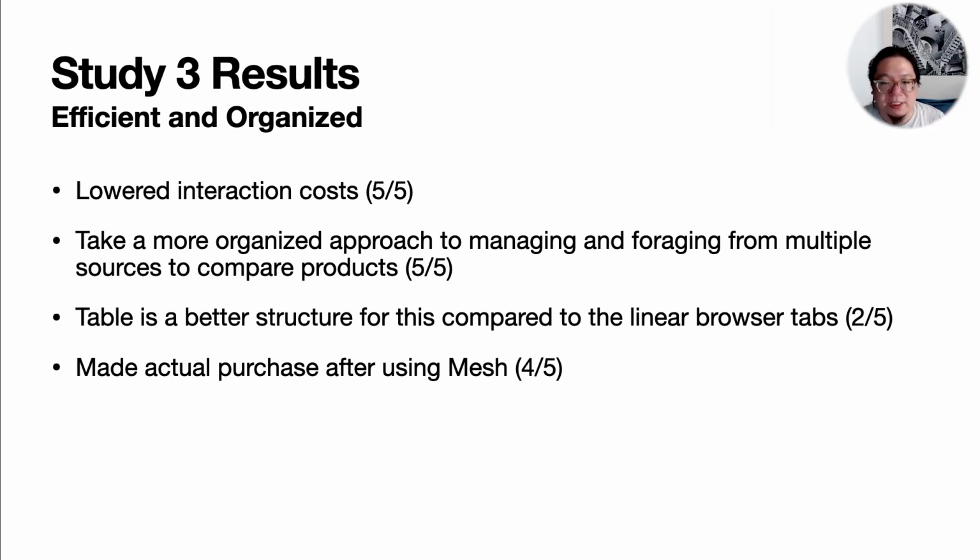The first one, all participants described how MASH allowed them to take a more organized and structured approach, which was one of the 3 design goals we set out to support. They also mentioned a lower interaction cost when managing multiple information sources and consuming evidence from them. 2 of the participants specifically mentioned how the table structure is more suitable for this type of online research when compared to the linear structure of browser tabs. 4 of the participants made actual purchases within the 2-week study period, showing that these tasks that they were conducting were realistic and people can use MASH to support making that final decision.